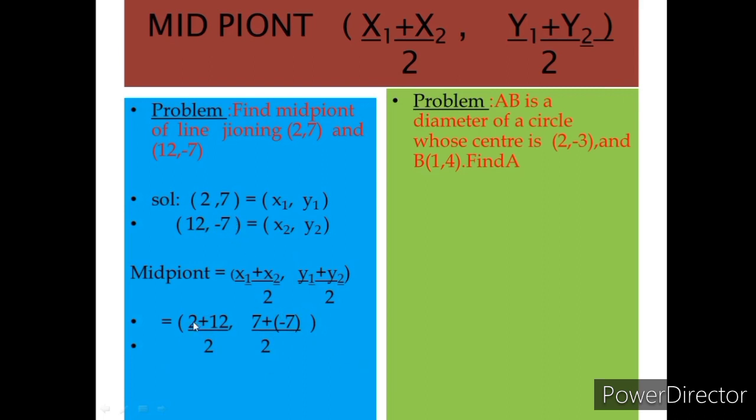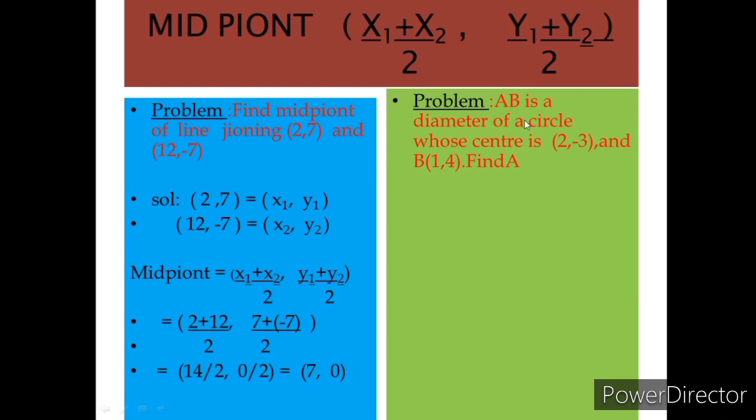Then you have to calculate. 2 plus 12, that is 14 by 2. Here plus 7 minus 7 should be cancelled, 0 by 2. 14 by 2 means 7, 0 by 2 means 0. Therefore the midpoint of these 2 points is nothing but 7 comma 0. It's a very simple thing.